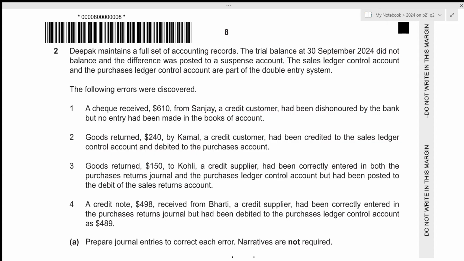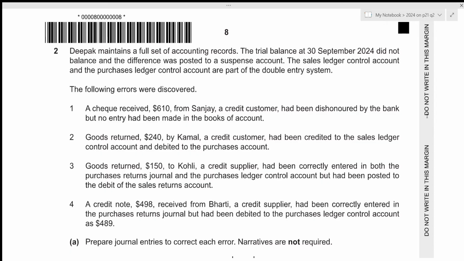And in this video, we'll be going over A-Level Accounting 2024 October-November Paper 2-1 question number 2. This is Paper 2, which consists of 4 questions. 2 of them will be of 30 marks and 2 of them will be of 15 marks. And the total time limit for this paper is 1 hour and 45 minutes.